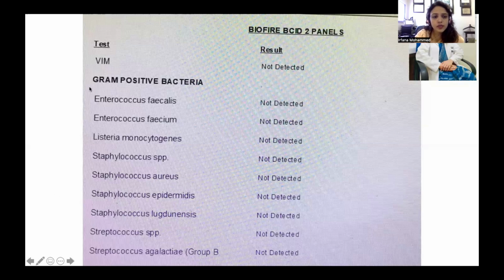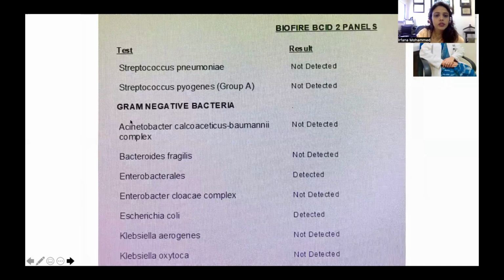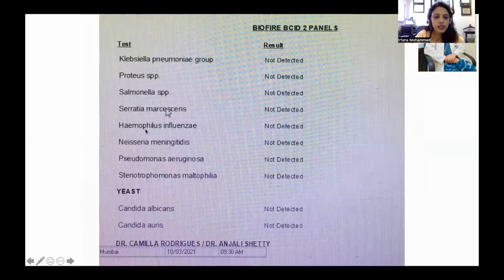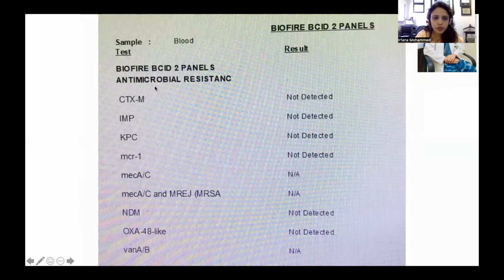Here the organisms which are covered are gram-positive bacteria: Enterococcus, Listeria, Staph epidermidis, Staph aureus, Streptococcus; gram-negative bacteria: Acinetobacter, Enterobacterales, E. coli, Klebsiella, Serratia, Salmonella, Haemophilus, Neisseria, Pseudomonas, Stenotrophomonas; and yeast: Candida albicans, auris, and other species of Candida. This is an example I have put here so that you see what all is covered under the BCID2 panel.